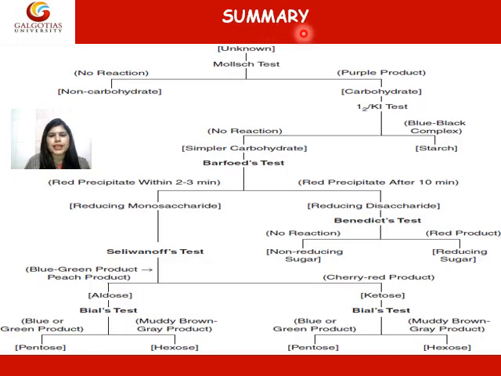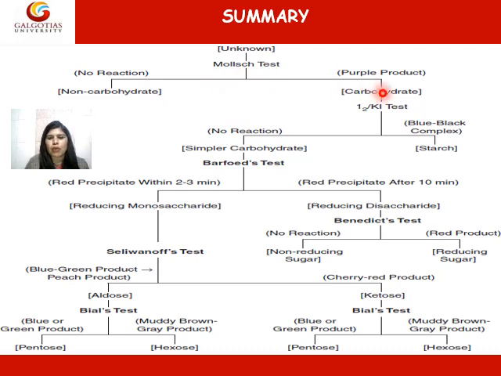Summary of today's lecture. In today's lecture, we have learnt about all the tests used for identification of carbohydrates. If you have an unknown sample, then this sample is reacted with the Molisch test. All carbohydrates give a positive Molisch test. If your result is positive, then carbohydrate is present. If there is no reaction, then no carbohydrate is present in your sample.